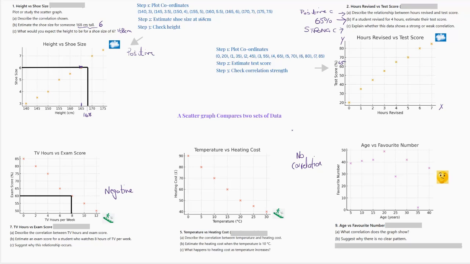So we've gone from 8 hours all the way up to the coordinate, and we've gone left, and it tells us that it's 60%. So as you can see, it's pretty much the same concept as we go. Now the final one, it's saying suggest why this occurs, why this relationship occurs. So this is where you have to really think about it. You have to read between the lines.